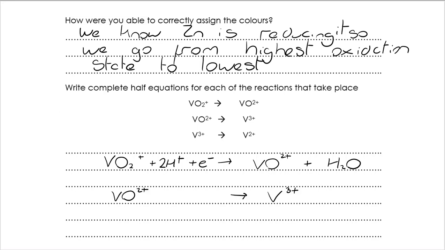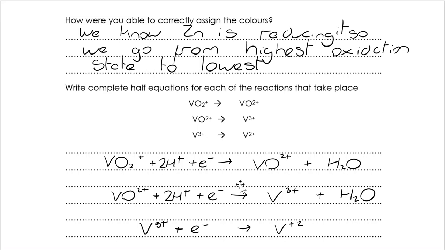If I take a look at the next one, I'm going to start by balancing my oxygens again. So I've got 1 oxygen, I need 1 H2O. My H2O means I need 2 H+, and I have now got 4+ on the left and 3+ on the right, so I need 1 electron to balance again. The third one, the easiest of the half equations, I'm going from V3+ to V2+. I have no oxygens or hydrogens to balance, I simply need to balance charge, and I do that by adding an electron on the left hand side.